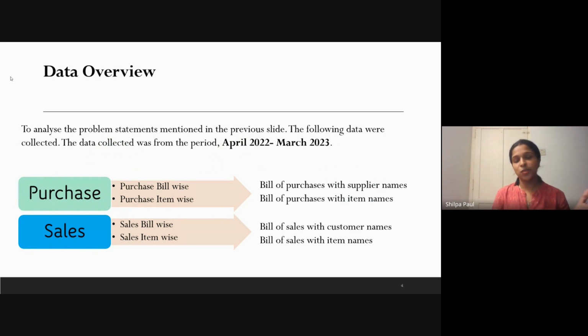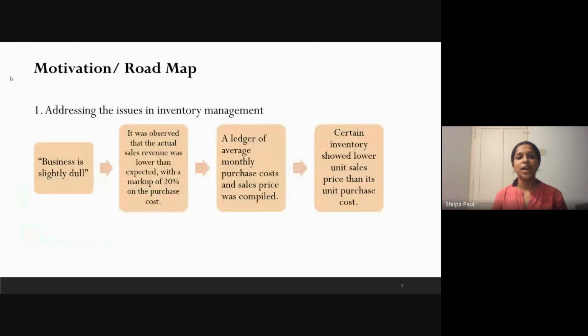And this data was from the past financial year, that is 2022 to March 2023. So with these four sets of bill is what the entire study was built on. And another set of data that was available was the initial opening stock, but that was not proven to be useful because there were a lot of empty slots there, so that was not taken in. So this was the data collected, and let's move on to the motivation roadmap.